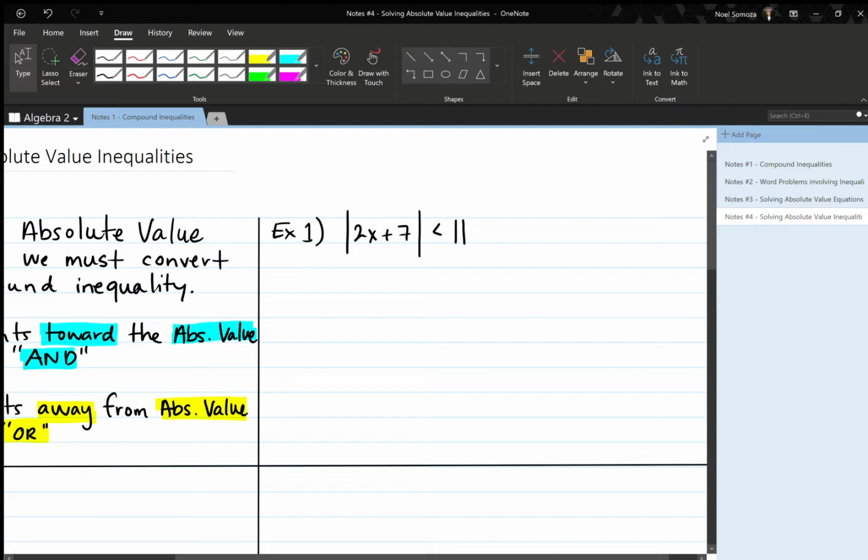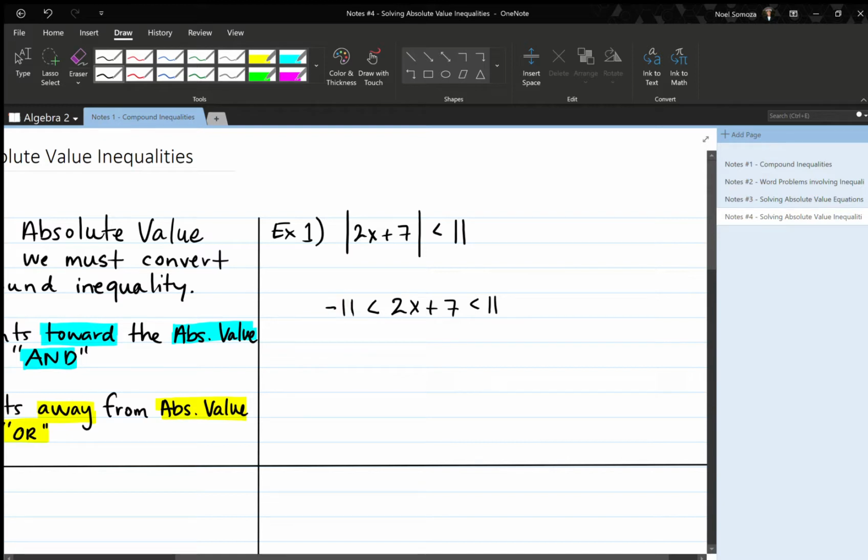Watch what happens. We're going to keep the 2x plus 7 in the middle, and you're going to keep the less than 11. You create the sandwich by copy pasting the same inequality on the other side, and instead of 11, what do you think? Negative 11.